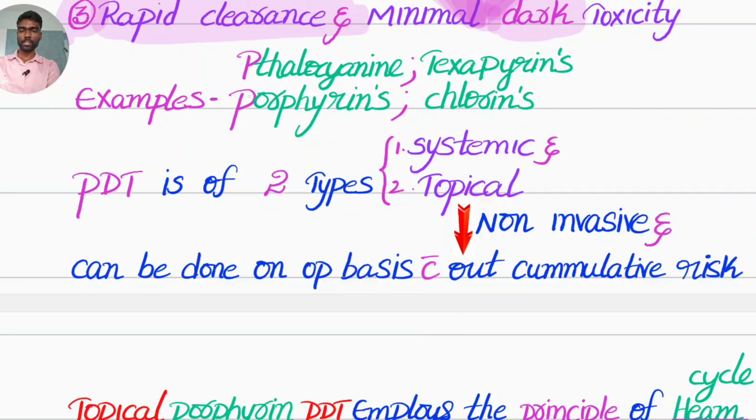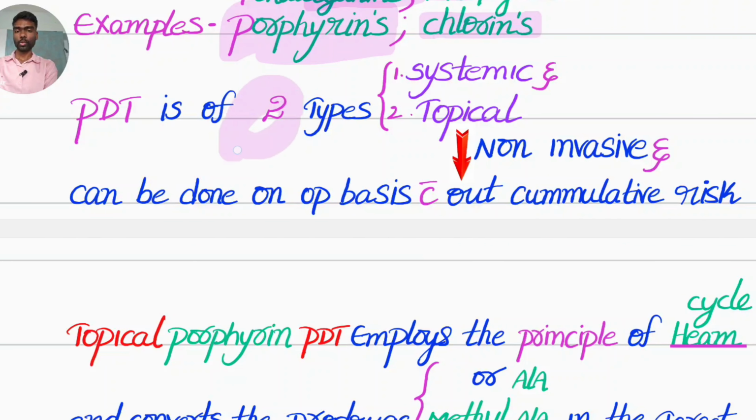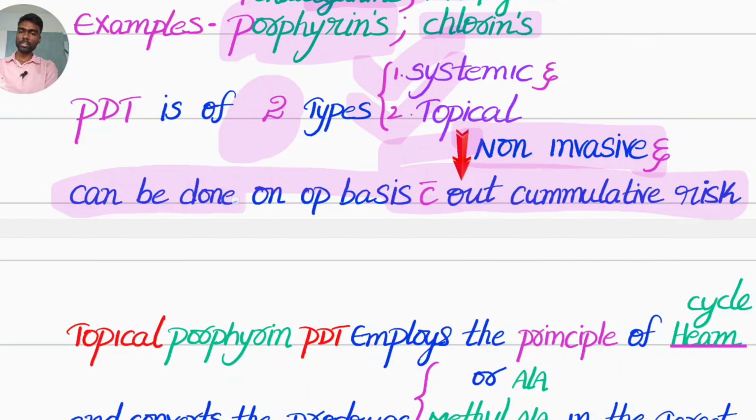Examples of photosensitizers: porphyrins, which we are going to study in detail, hexapyrins, chlorins, phthalocyanines. Photodynamic therapy is of two types. One is systemic, one is topical. Topical photodynamic therapy is non-invasive, which means we are not doing any harm during the procedure, like breaching the skin or inserting instruments into the body. So we can do it multiple times without any cumulative risk. It is done very fast, so there is no need to admit the patient. It can be done on an OP basis.